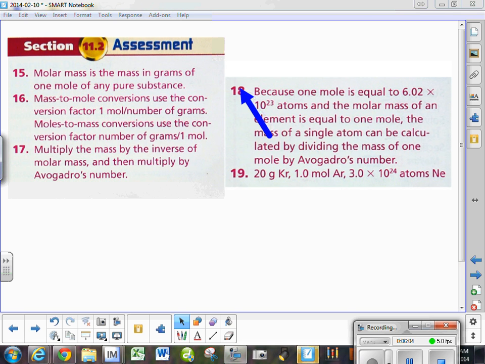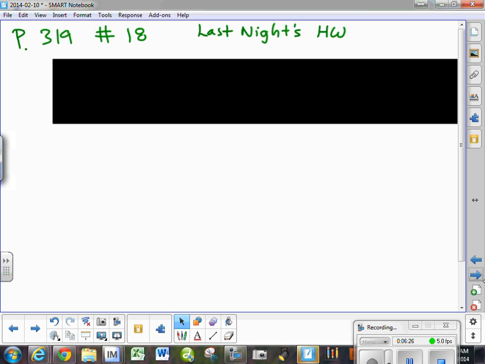So we're going to look at 18 first, and because 1 mole is equal to this many atoms, and the molar mass of an element is equal to 1 mole, the mass of a single atom can be calculated by dividing the mass of 1 mole by Avogadro's number. Well, what does that all mean? I'll tell you what it all means. They're trying to get you to do something.